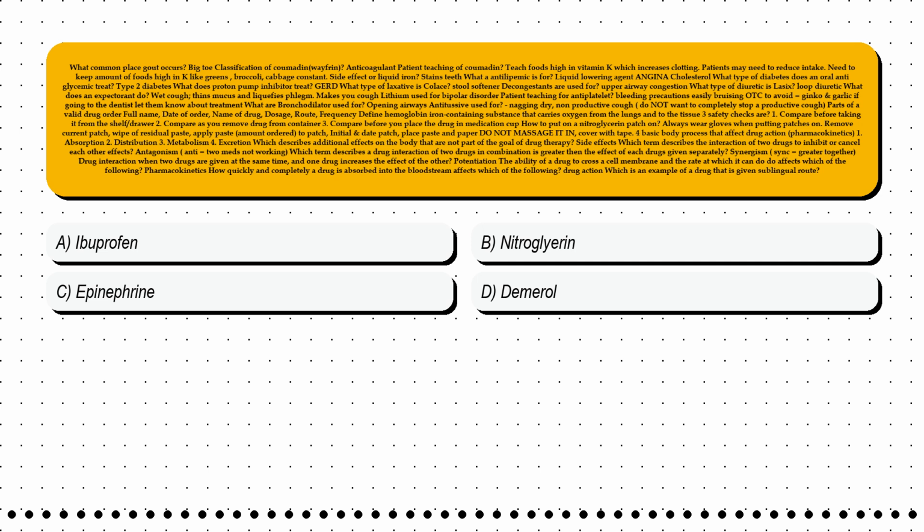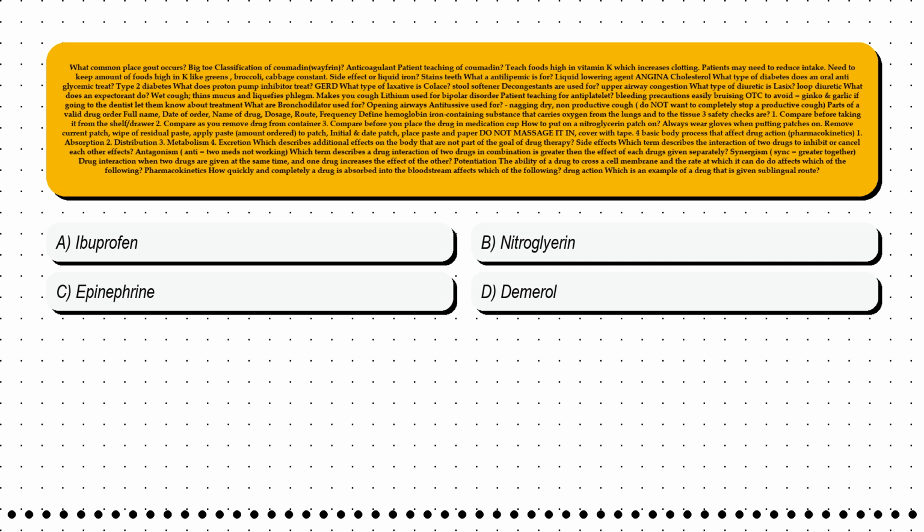What type of diuretic is Lasix? Loop diuretic. What does an expectorant do? Wet cough, thins mucus and liquefies phlegm. Makes you cough. Lithium is used for bipolar disorder. Patient teaching for antiplatelet: bleeding precautions, easy bruising. OTC to avoid: ginkgo and garlic. If going to the dentist, let them know about treatment.